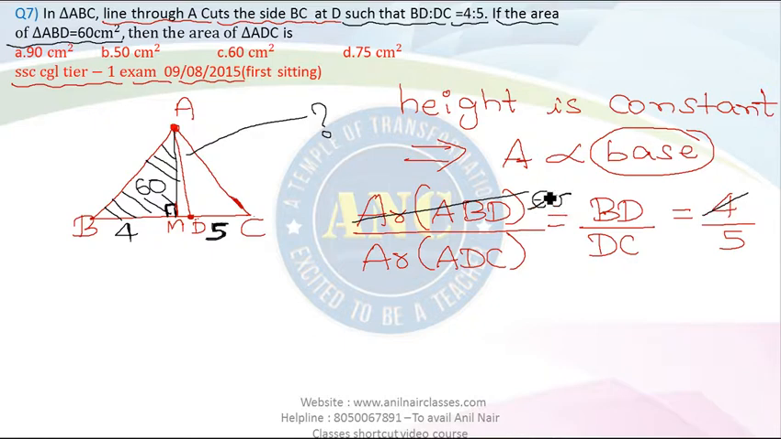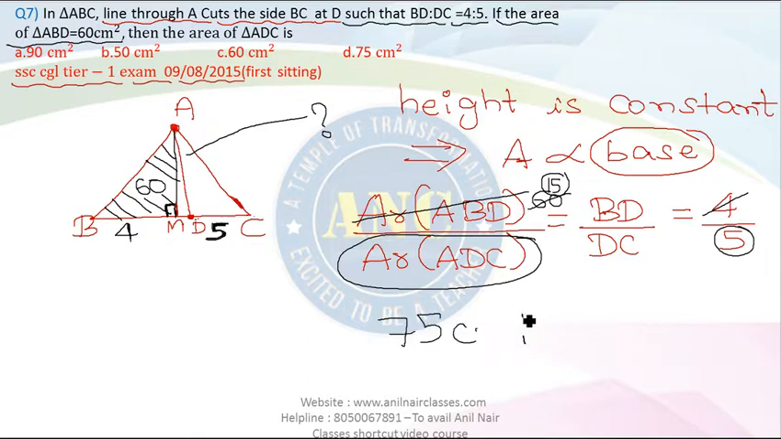4 into 15 is 60. So the area of triangle ADC is nothing but 15 multiplied by 5, by cross multiplication. 15 into 5, the answer for this question is 75. Again and again I am telling you, sir, this is your original examination question. The catch in this kind of question is height is constant and therefore area is directly proportional to base.